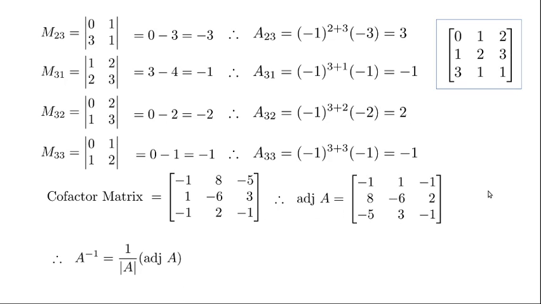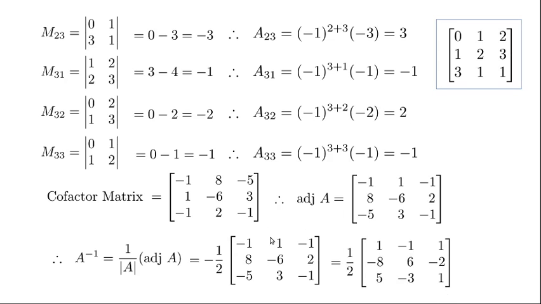And therefore A inverse is equal to 1 upon determinant of A into adjoint of A. That is minus 1 upon 2 into this adjoint, and this minus sign is taken inside so that all these terms get their signs opposite. Therefore that is equal to 1 by 2 into 1 minus 1, 1, minus 8, 6, minus 2, 5, minus 3, 1. This is the inverse of given matrix A.